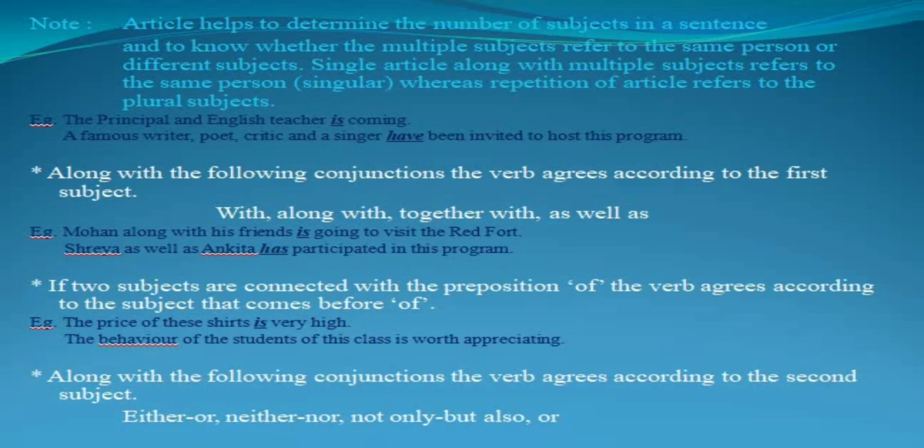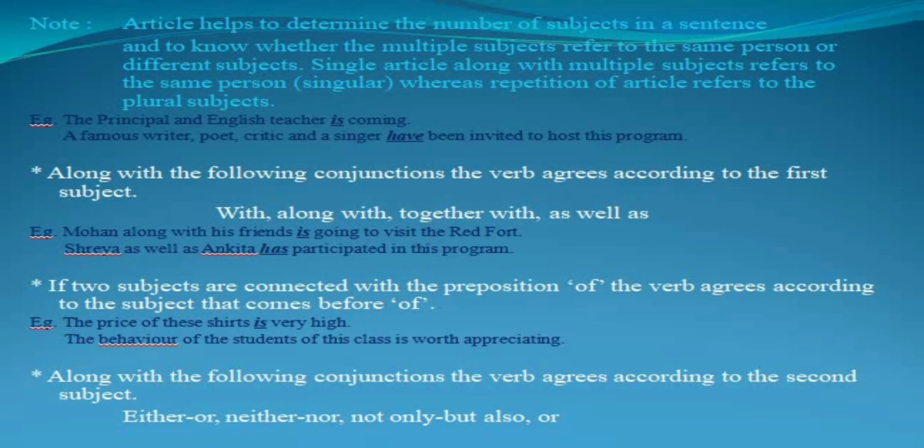A famous writer, poet, critic. There are three subjects, but along with these three subjects, the article has been used only once. It means they are the qualities of the same person. It means the writer is also a poet and critic. These are the qualities of the same person. And after 'and', a singer, another article is there along with a noun. It means this is another person. So there are two persons exactly in this sentence. Therefore, we have used a plural verb.